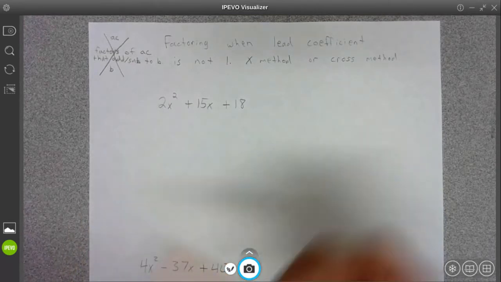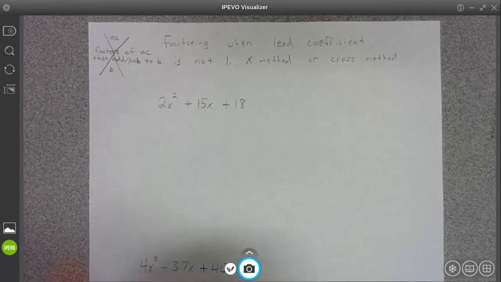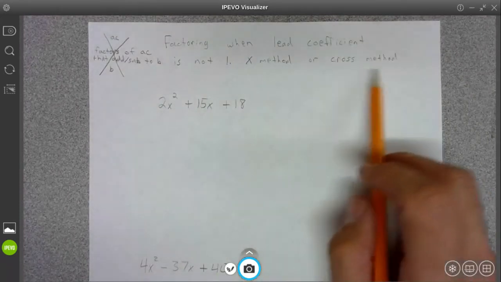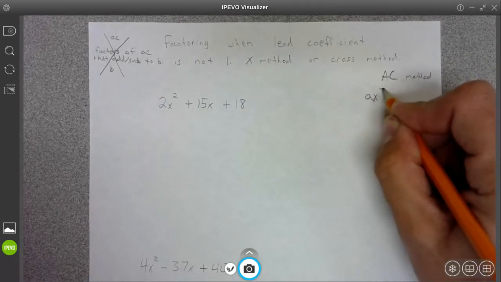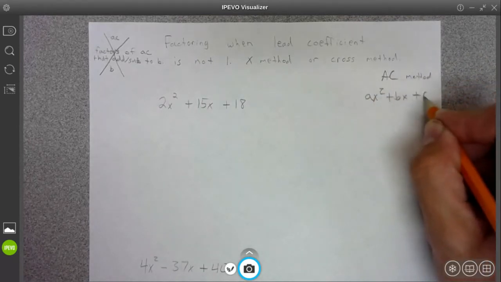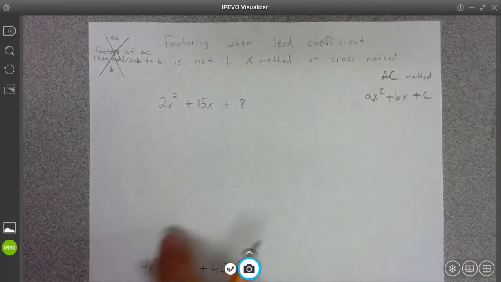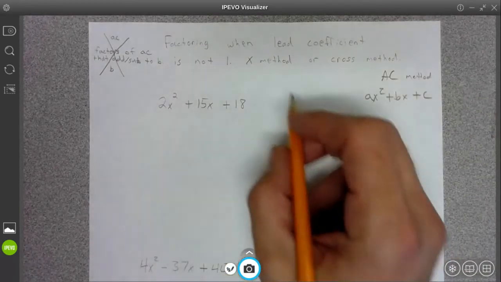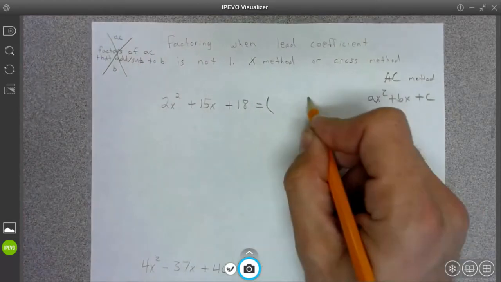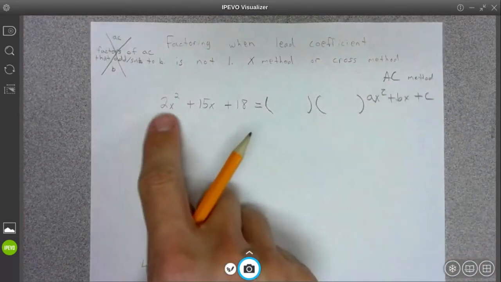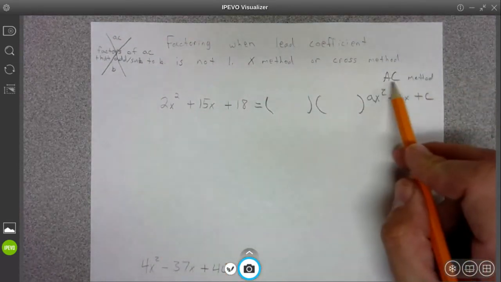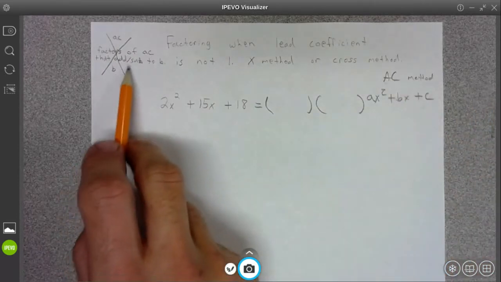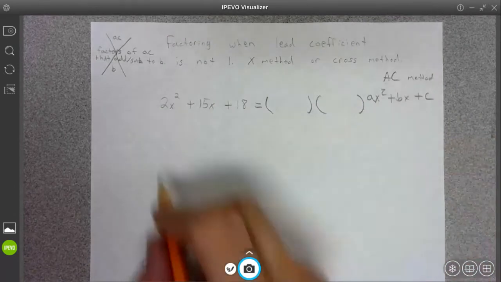All right, there's a couple of ways to do this, and I'm just going to do one. I call this the X method or the cross method, or you might call it the AC method. So remember, standard form is ax squared plus bx plus c. And the way this is going to work, we're still finding two things that will multiply to give us the original. What we're going to do is start by multiplying A and C. Okay, you see this ugly little chart I got up here? So I'm just going to do it down under.